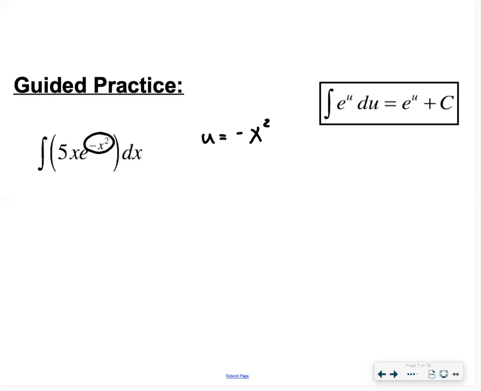Now remember, the goal is my du should be some form of 5x dx. I might have to manipulate it a little bit, but let's see where it takes us. So let's say du is equal to negative 2x dx. And I don't want -2, I want 5. So let's get rid of that. Let's divide out that -2 on both sides. So now you'll have -1/2 du is equal to x dx.